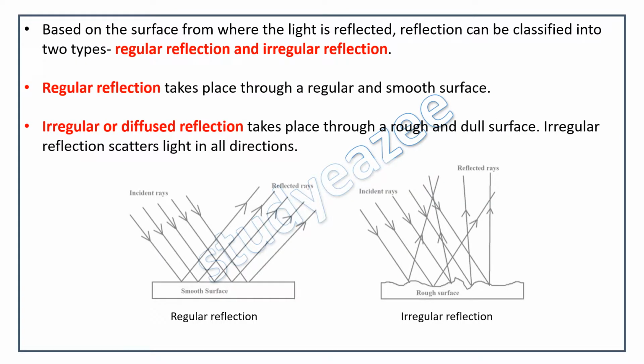Based on the surface from where the light is reflected, reflection can be classified into two types: regular reflection and irregular reflection. Regular reflection takes place through a regular and smooth surface. You can see the incident rays and the reflected rays. Irregular reflection or the diffuse reflection takes place through a rough and dull surface. Irregular reflection scatters light in all the directions. You can see the reflected rays are in different directions.